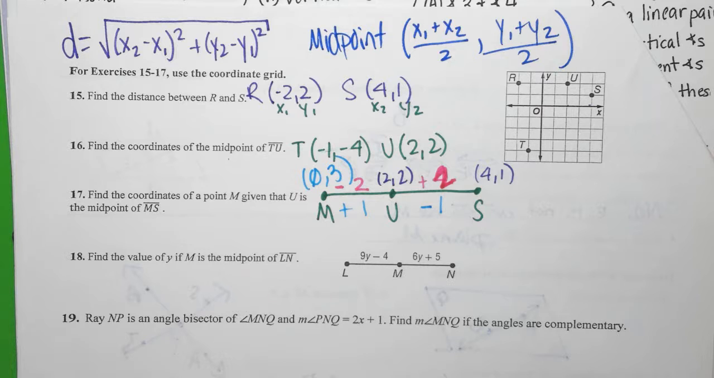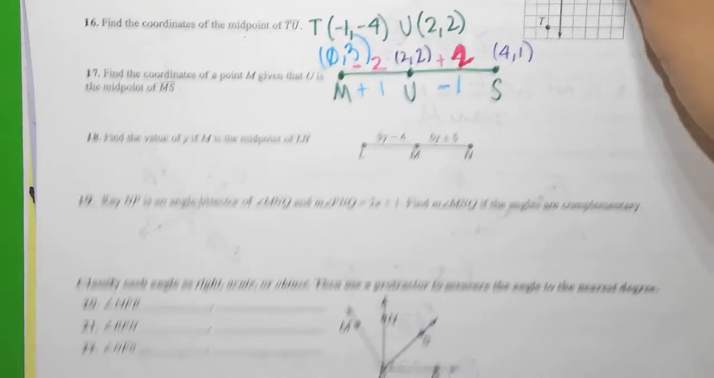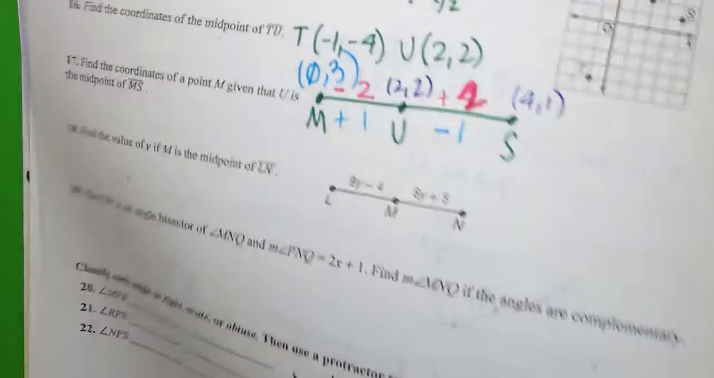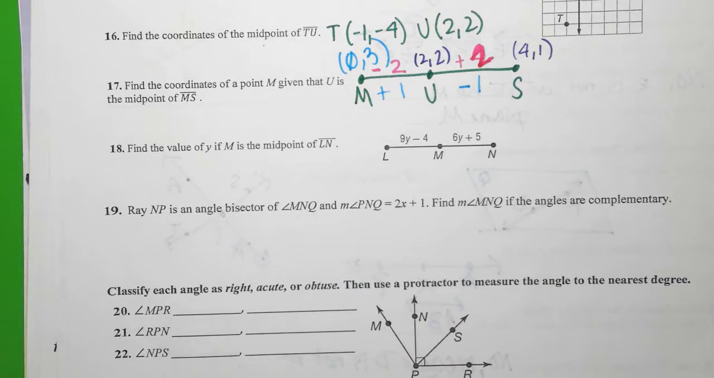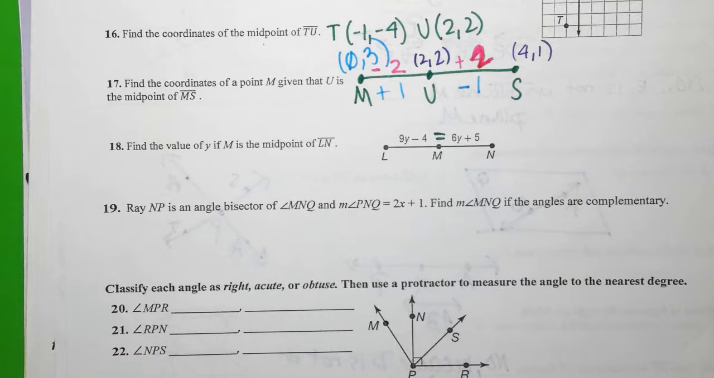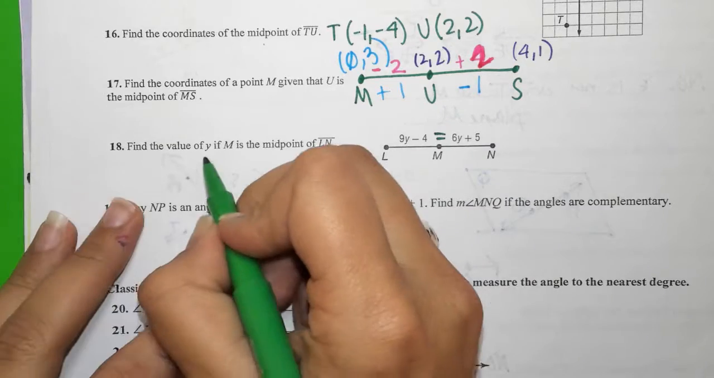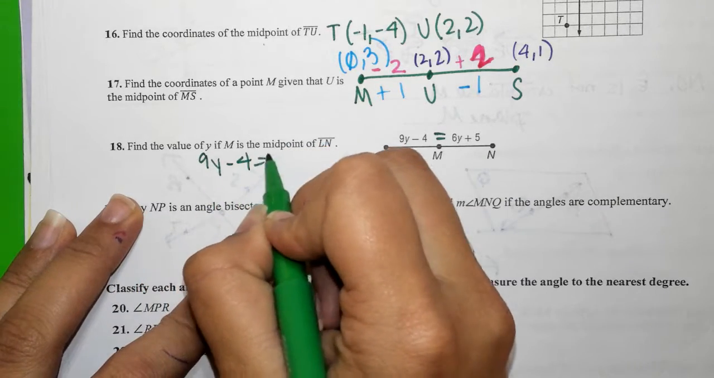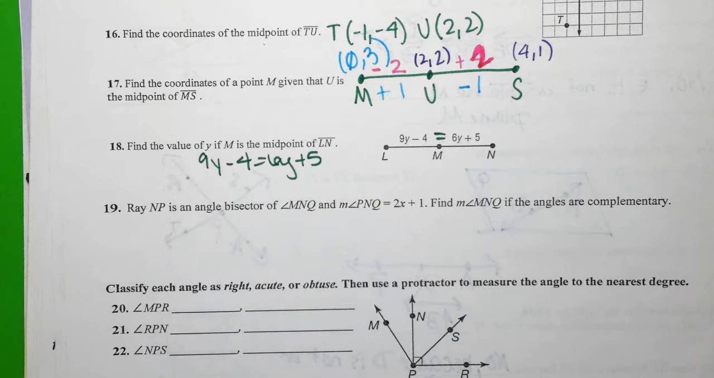18. Find the value of y if M is the midpoint. Okay? What does it mean if it's the midpoint? It's in the middle. That means it cuts it in half. So that means the parts are equal. So what would we do with those two? That's it. That's all you have to do. And solve for y.